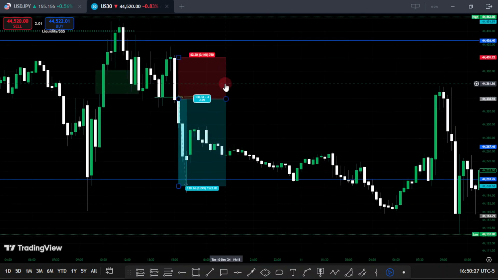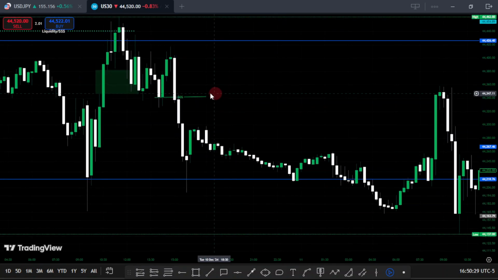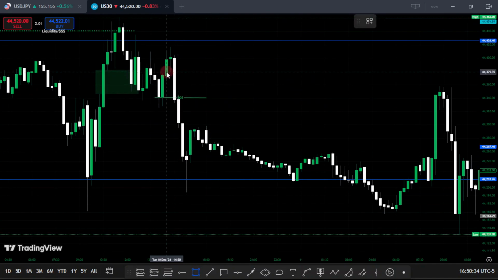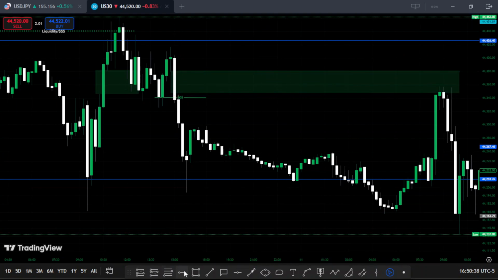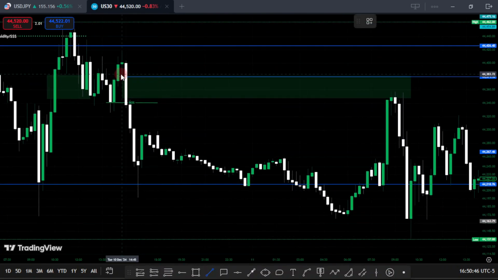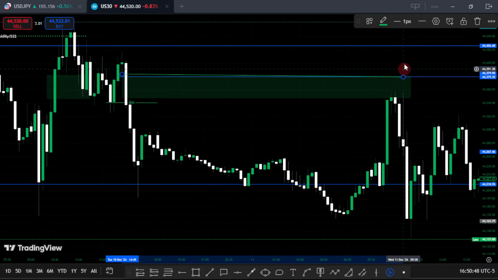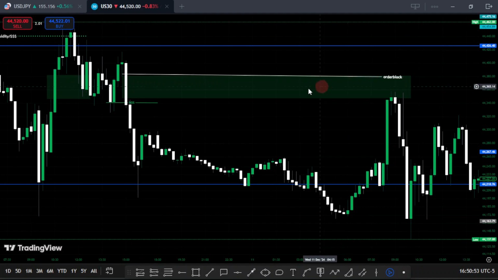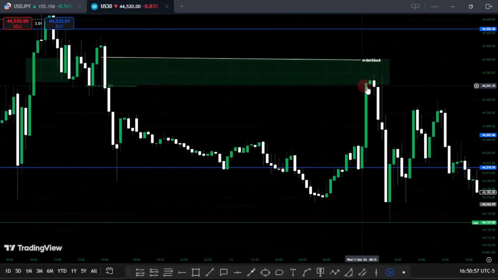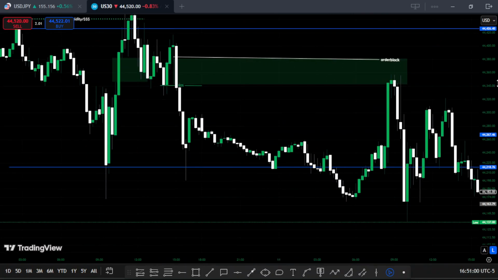And if you are a patient trader, you can tell that after price gave us a break of structure over here, it created a fair value gap. So over here we had a fair value gap, and our order block was over here. Let me mark this with this horizontal. This candle over here is our order block. Although price didn't come all the way to the order block, you can tell that it did fill the fair value gap, and this is where you want to be entering your short positions.